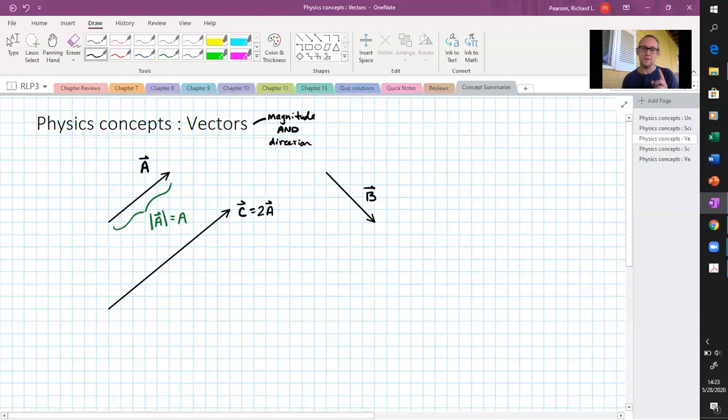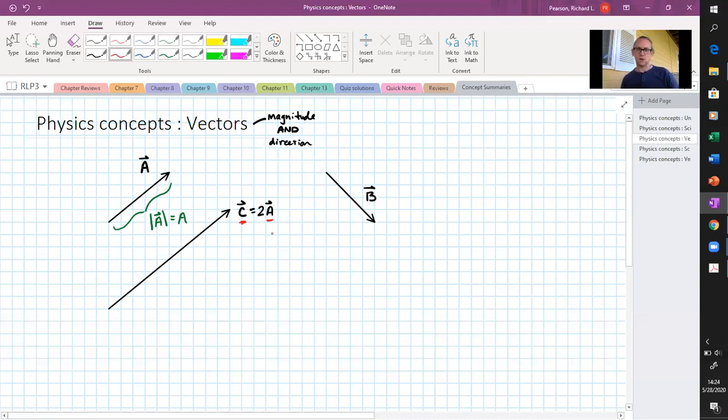Now notice, this 2 times is saying that it is twice the size of this original A, and it doesn't mess with the direction, right? So if we write something like this, this tells us that whatever vector is on the right side has to be in the same direction as whatever is on the left. Okay, so this tells us that the C vector is in the same direction as A, but that its size is just twice as big.